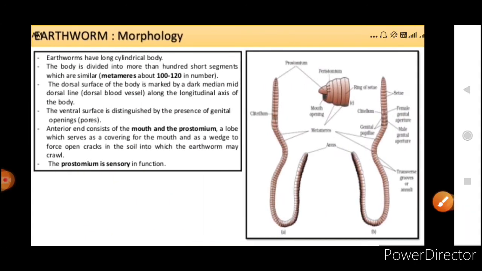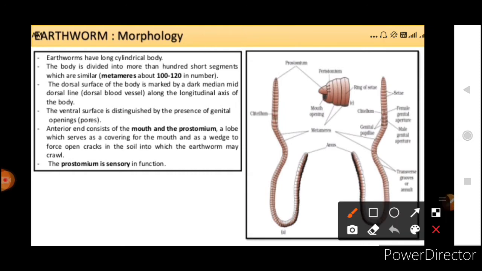Now we come to the external morphology. Earthworms have a long cylindrical body. The body is divided into more than 100 short segments which are similar, that is metameres, about 100 to 120 in number. We already know what metameres are. We studied metameres in chapter 4, and these animals show the phenomenon of metamerism. Their body is segmented externally as well as internally into many segments.